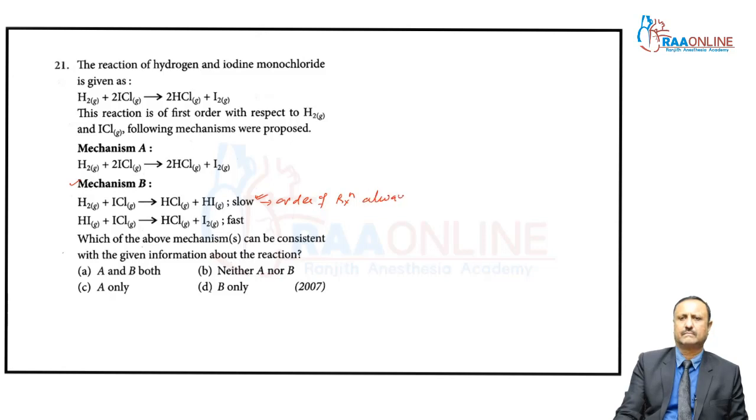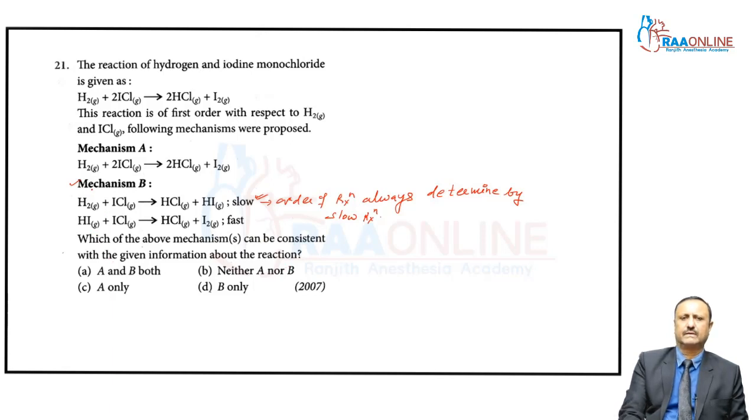is always determined by the slow reaction. Order of reaction is always determined by slow reactions. So, my dear students, here you can see the slow reactions. Which of the above mechanisms can be consistent with the given information about the reaction?